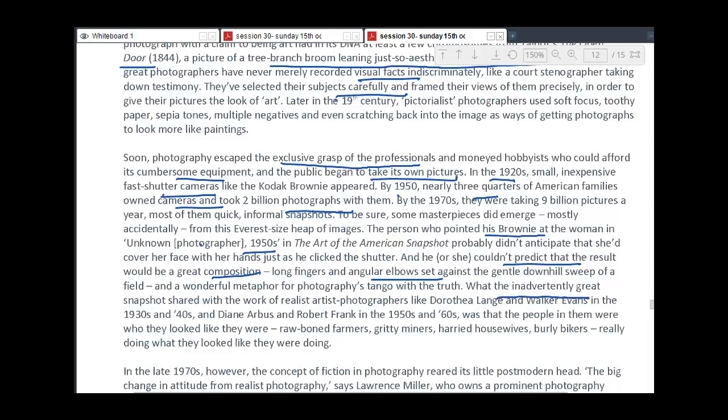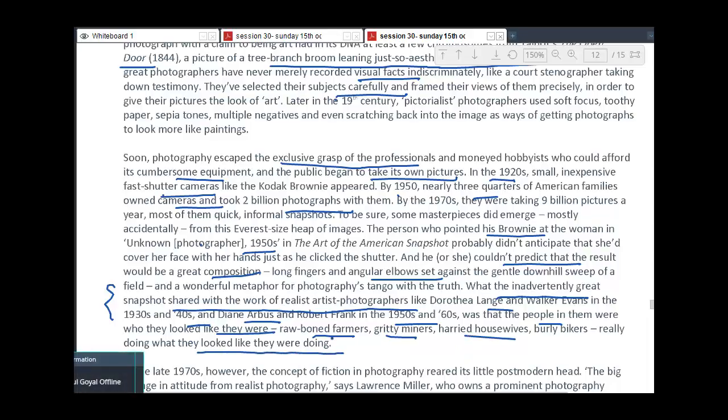What the inadvertently great snapshot shared with the work of realist artist photographers like these, and these, so 1940s and Diane Arbus 1930s, was that the people in the photographs mentioned in these lines were who they looked like. Raw-boned farmers, gritty miners, harried housewives, really doing what they looked like they were doing. So realistically, these were the photographs. People were what they were in the photograph.